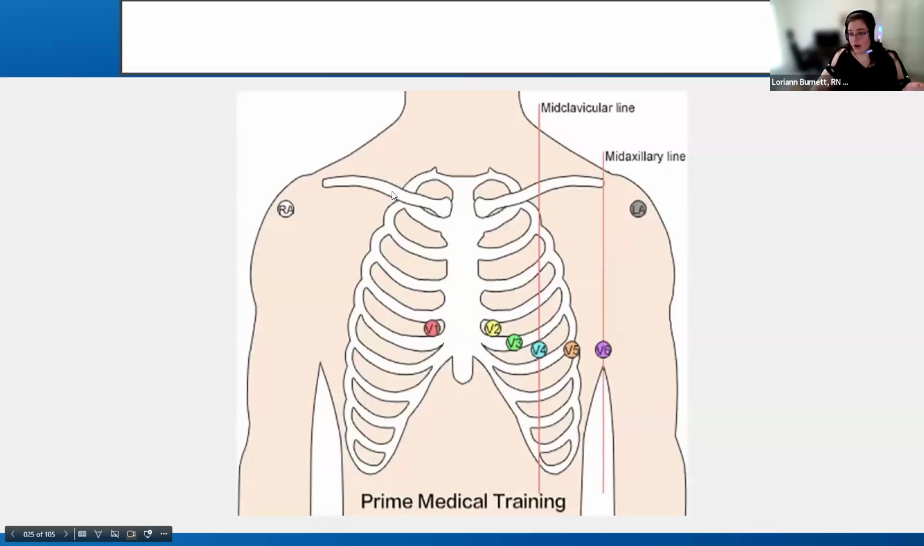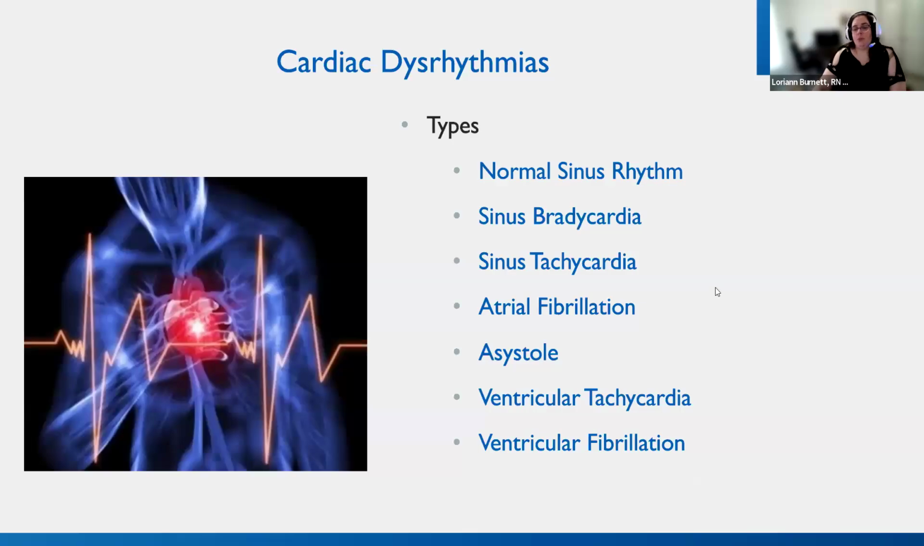We also need to know where to place our heart rhythm leads to make sure we're getting it. We have RA for right arm, LA for left arm, and then V1, 2, 3, 4, 5, 6, knowing the areas of where to place them. So these are the only 6 heart rhythms you need to know for the test. Again, these are the only 6 heart rhythms you need to know for the test.